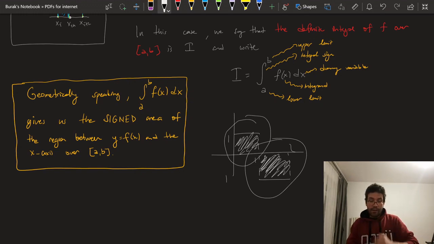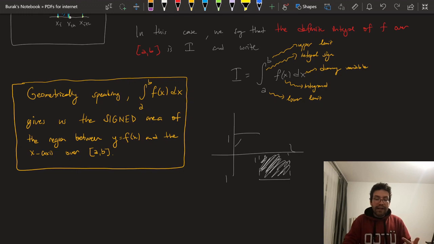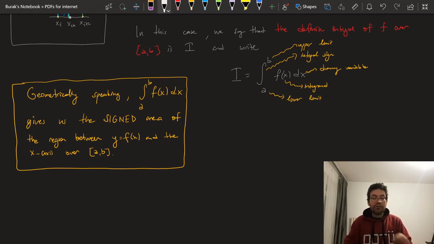Okay. Now, after this definition, which I didn't write down, if I define the signed area properly, you can actually see that what we defined here, this notion of definite integral, should not give us the area of a region. It should not give us the area of the region under a curve over an interval.